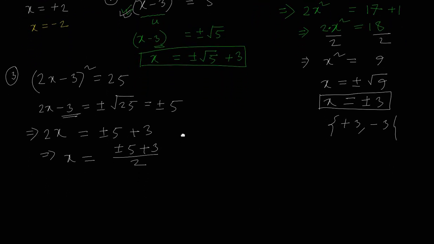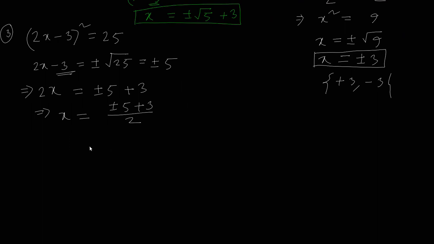Now let's make sure we write it separately. First I'm going to write the positive one, plus 5 plus 3 over 2, and the other x is minus 5 plus 3 over 2. As you can see, I wrote both plus minus here. So I wrote plus one time and I wrote the minus the second time.